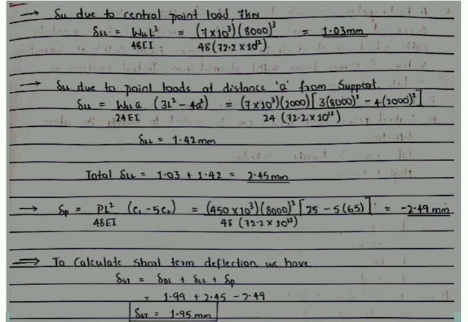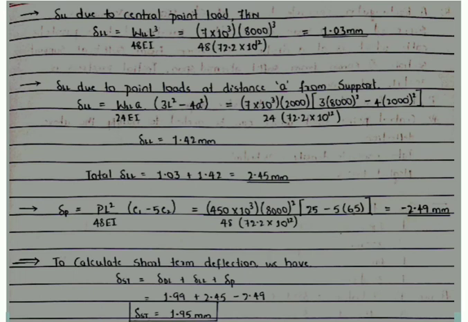Next is to compute deflection due to the pre-stressing force, which will be the resisting force. Substituting the values, we get a deflection due to the pre-stressing force as minus 2.49 mm. Therefore, the total short-term deflection is the summation of all the deflections. We get a value of 1.95.